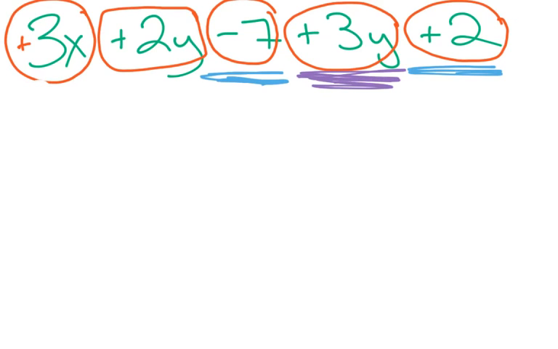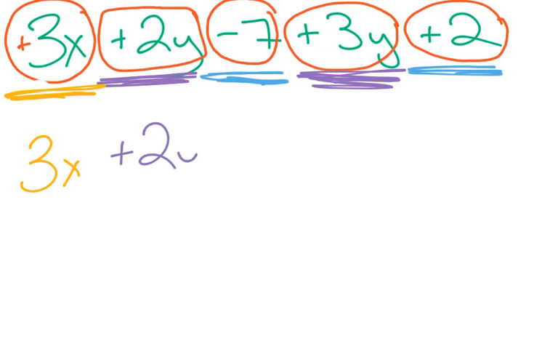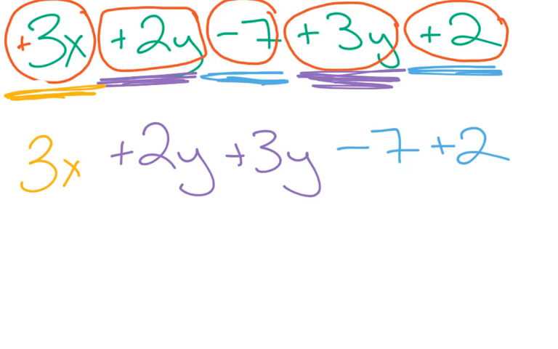Positive 3y has something similar going on with 2y. Y's, y's. Doesn't matter if they're positive or negative, got some y's. This x over here, all alone, no other x's in this expression. It's not going to combine with anything. So let me rewrite. I have 3x plus 2y's plus 3y's minus 7 plus 2. Still not done, but now they look like they're closer together.